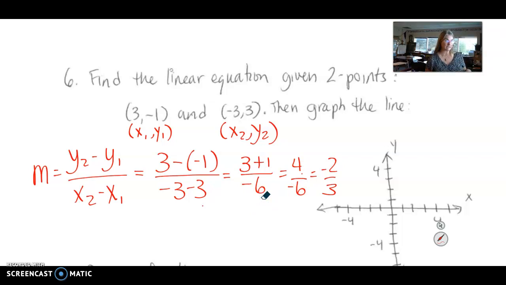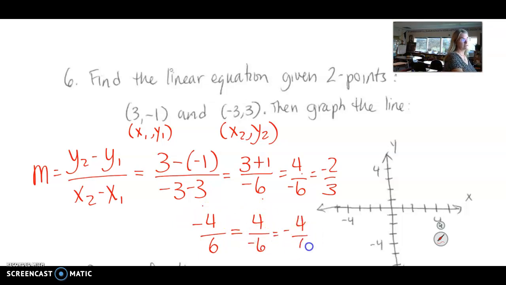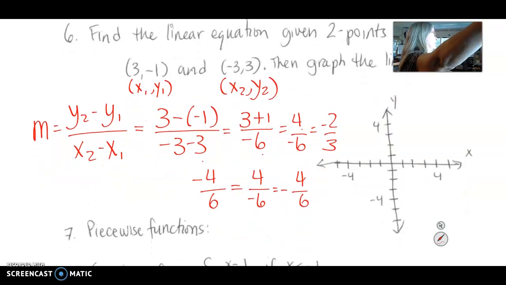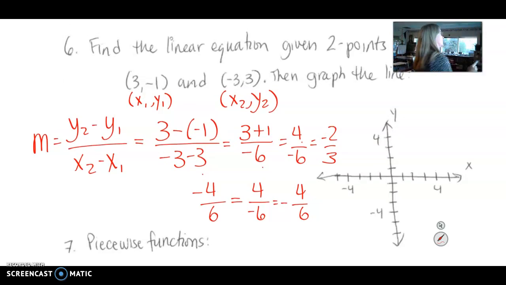So you got 4 over negative 6, which simplifies to negative 2/3. Hopefully you guys know this, but if you have a negative 4 over 6, it's the exact same thing as 4 over negative 6, or you can put the negative out front. Those all mean it's a negative 4/6, but in simplified terms, negative 2/3. So then you can use either the point-slope form, or you can use slope-intercept form. Let's go with point-slope form.